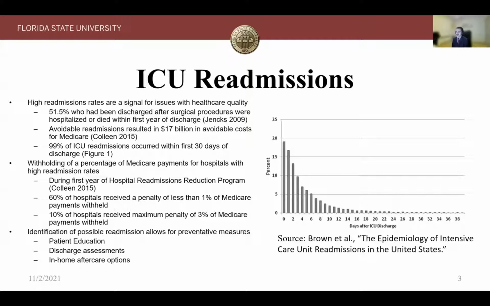Research has found that anywhere from 12% to 75% of these readmissions could have been avoided. This high level of avoidable readmission indicates that hospitals are not effectively utilizing preventative measures such as patient education, discharge assessments, and in-home aftercare options, as well as identifying these patients before they're discharged. This also prevents an opportunity for identifying patients who are more likely to be readmitted within 30 days, so patient educators can target these individuals.